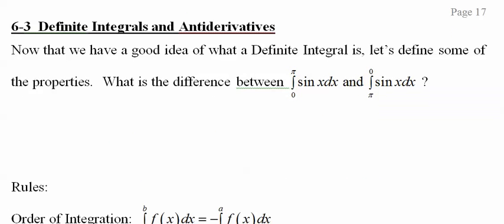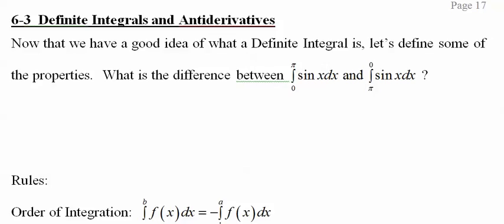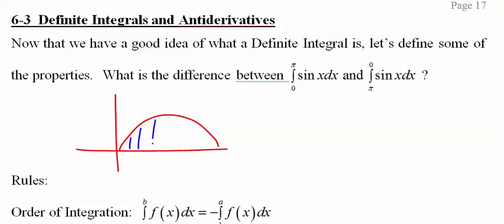So, the last two lessons we've been working out what this definite integral thing is. It has properties, the definite integral does. And the question is, what's the difference between if I do 0 to pi this way, from 0 to pi, or if I do it the other way?